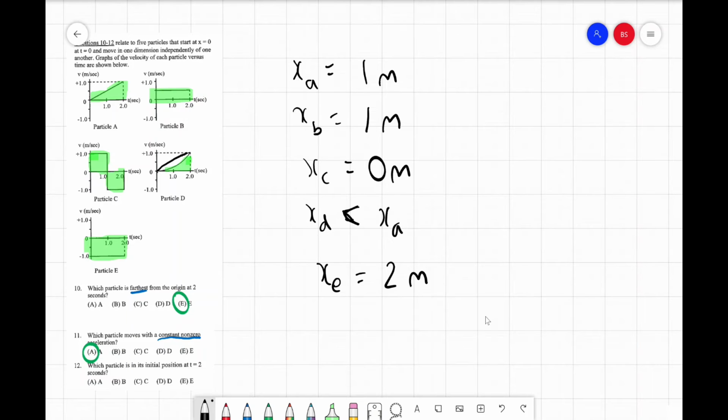For our final question, we are asked which particle is in its initial position at t is equal to 2 seconds. Again, let us look at our distances from the origin, which we have over here. We see that only one of these particles is exactly where it started from, and that is x of C. That shows that our answer is going to be option C.